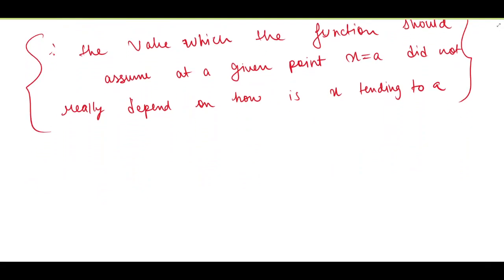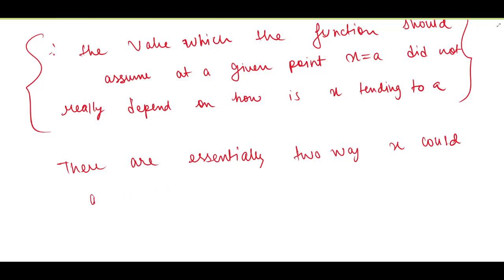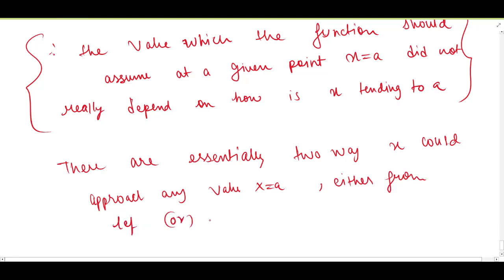So there are essentially two ways where x could approach any value x equal to a, either from left or from right.